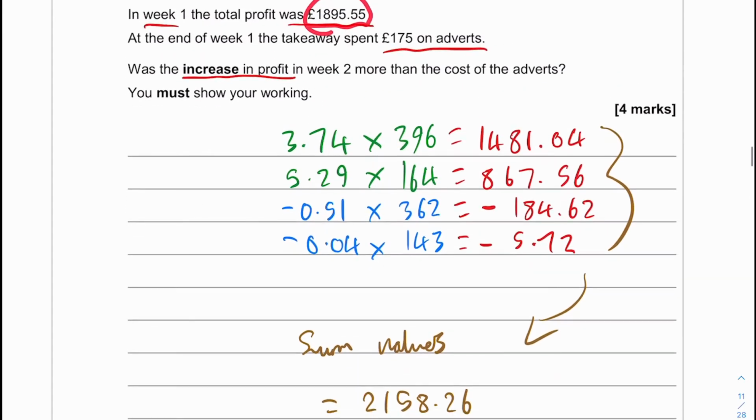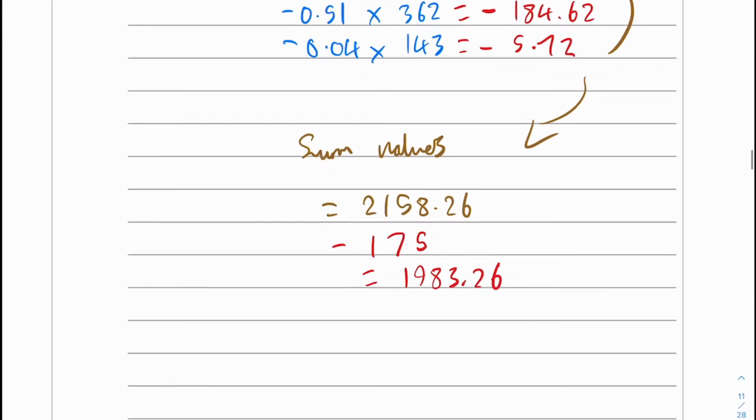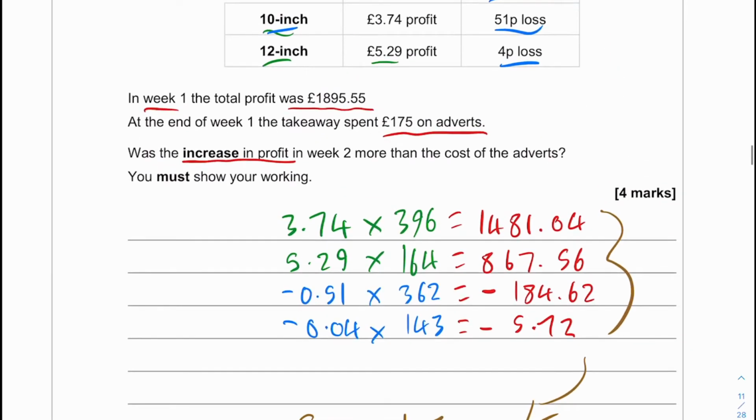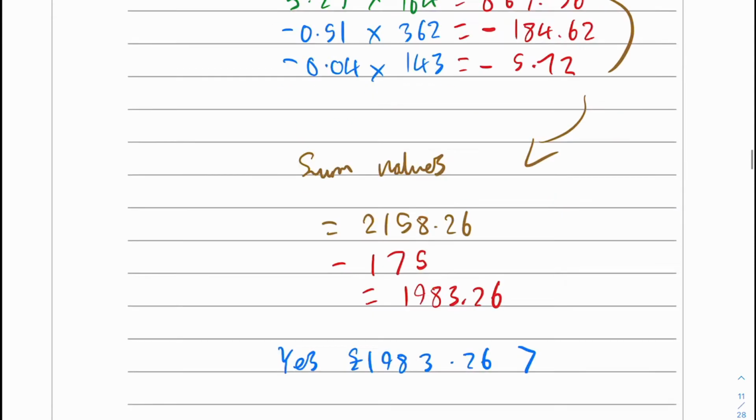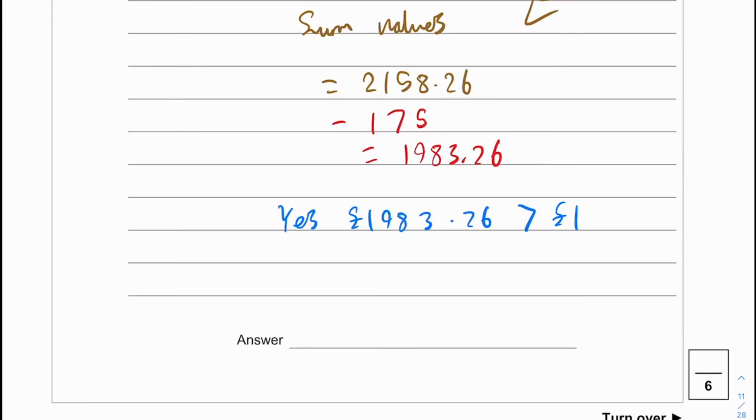So what we can then say as a concluding statement is, we can say yes, and we can say £1,983.26 is greater than the previous profit, £1,895 and 55p.